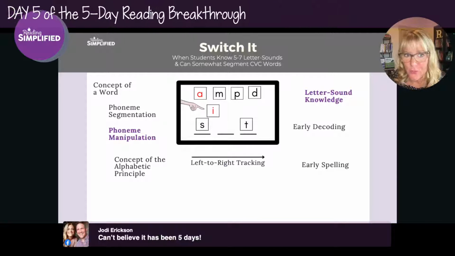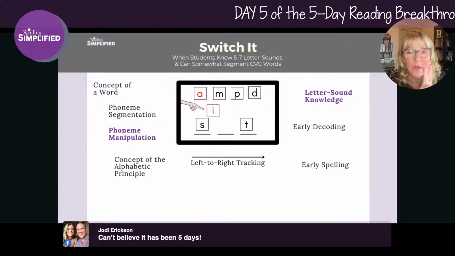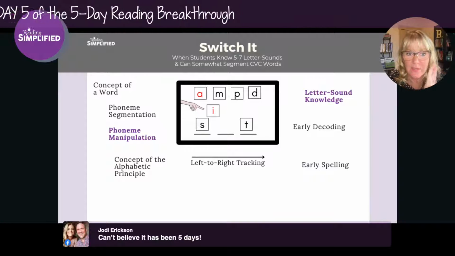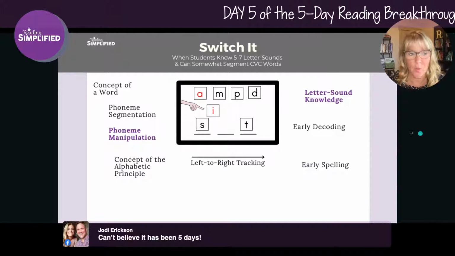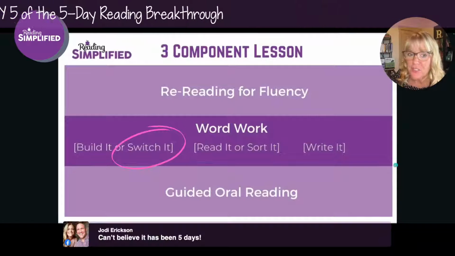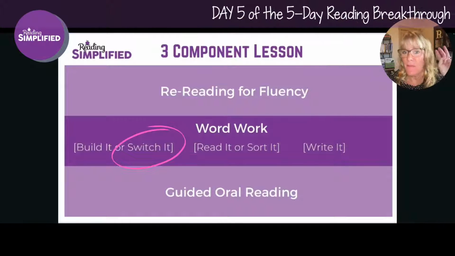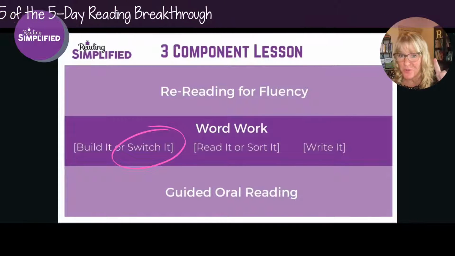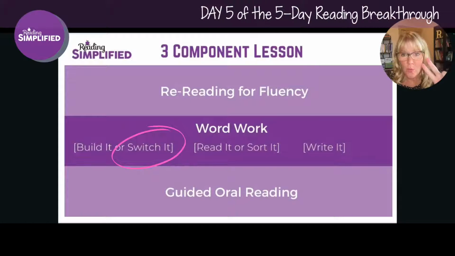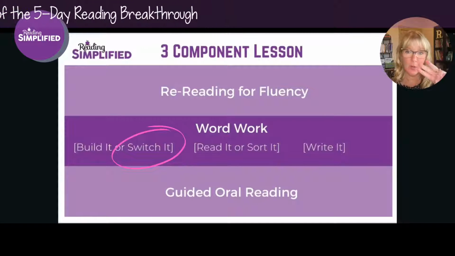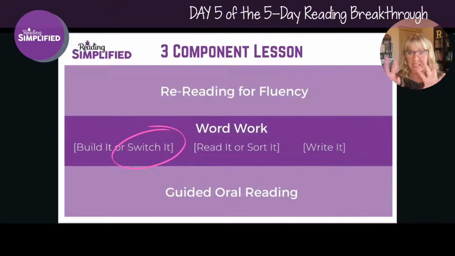For those of you who are new, Switch It does all of these things at the same time. We talk about integrating multiple subprocesses simultaneously with this activity. And as a result, you can dump instructional waste. You can save so much time. But it's just, of course, one of the core elements of a Reading Simplified lesson. And even though it's more than just Switch It, it's still super simple. 3 components: rereading for fluency, word work, just a handful of activities there, and guided oral reading. That simplicity allows you to focus in on what kids need and not on finding the stuff.